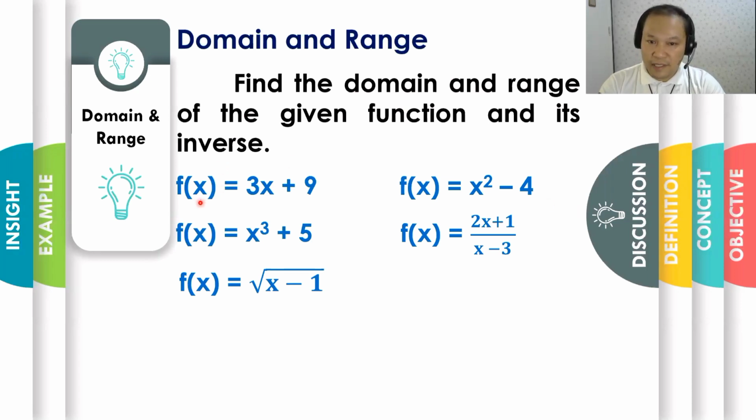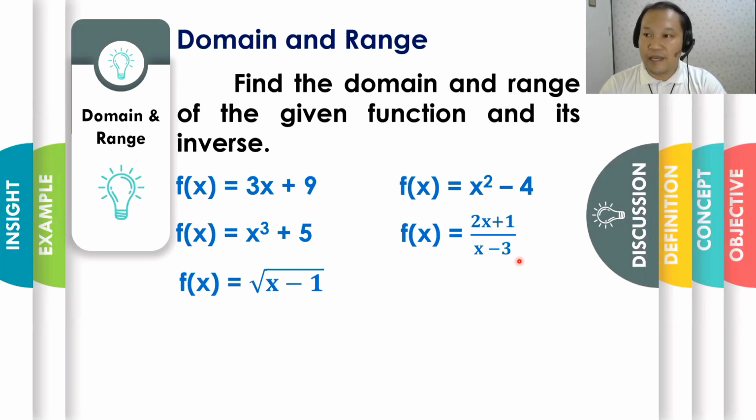For the first, we have f of x is equal to 3x plus 9. This is a linear function. For the second one, this is a cubic function. For the third one, we have the radical function. For the fourth one, we have a quadratic function. And for the fifth one, which is the last one, we have the rational function. Each function has its own properties.